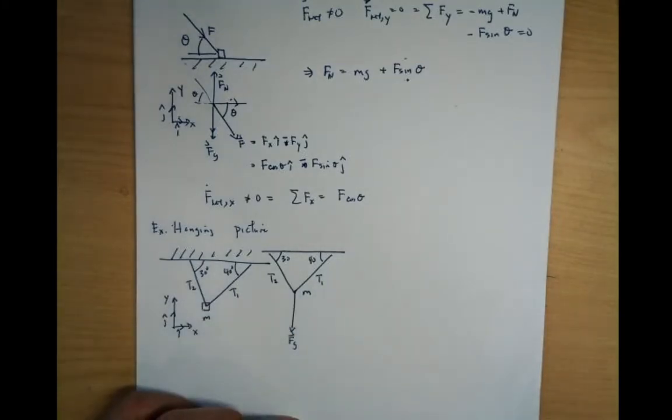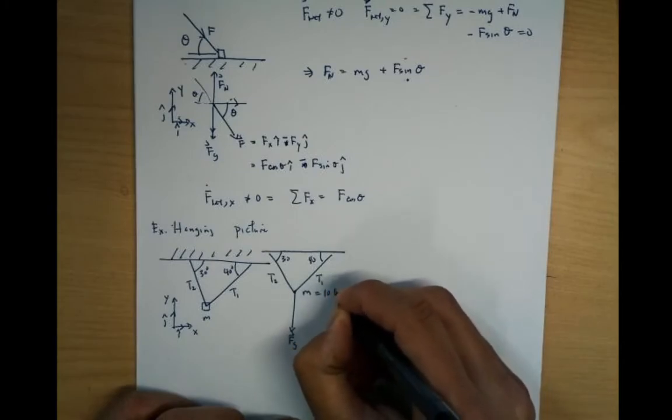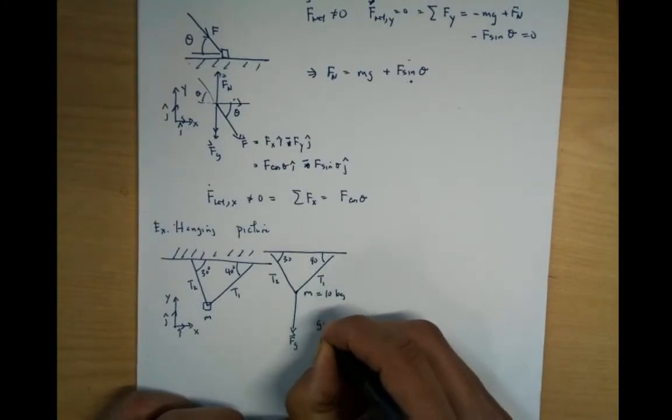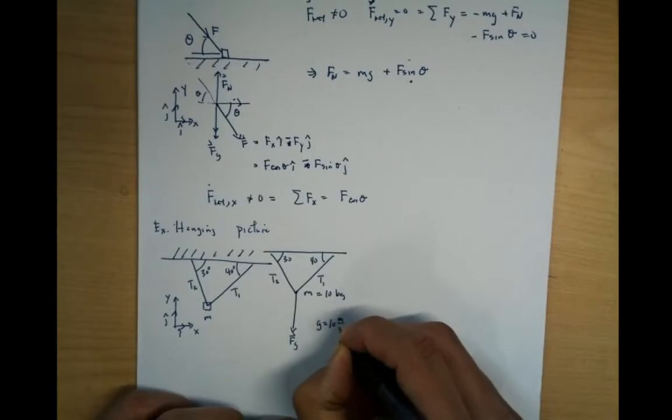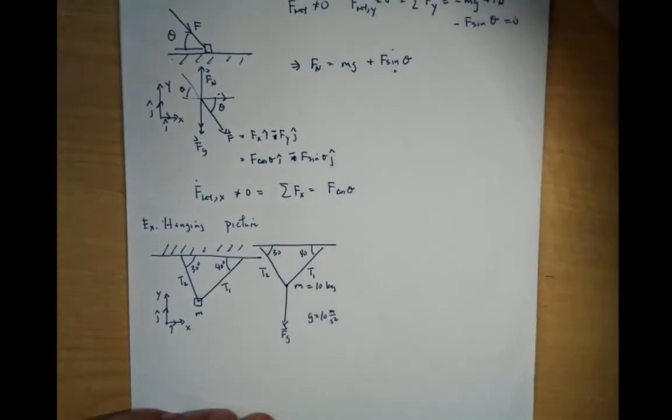Now, just to give some solid numbers, let's give this thing a mass of 10 kilograms, and we'll let g equal 10 meters per second squared. You can use 9.8 as well, but 10 is an easy number. I like easy numbers when I'm dealing with stuff.